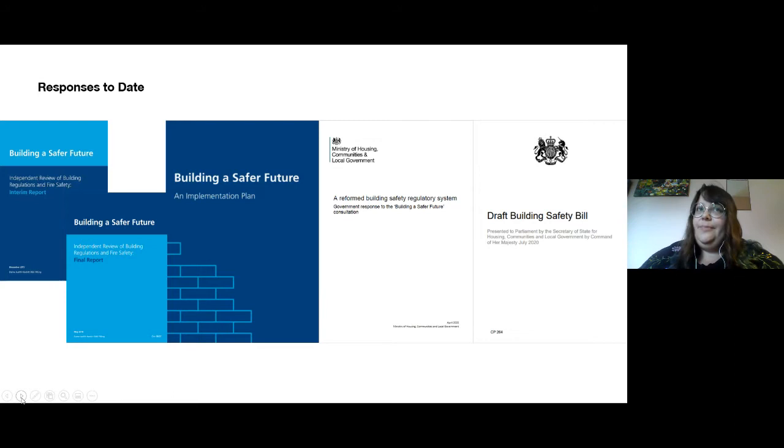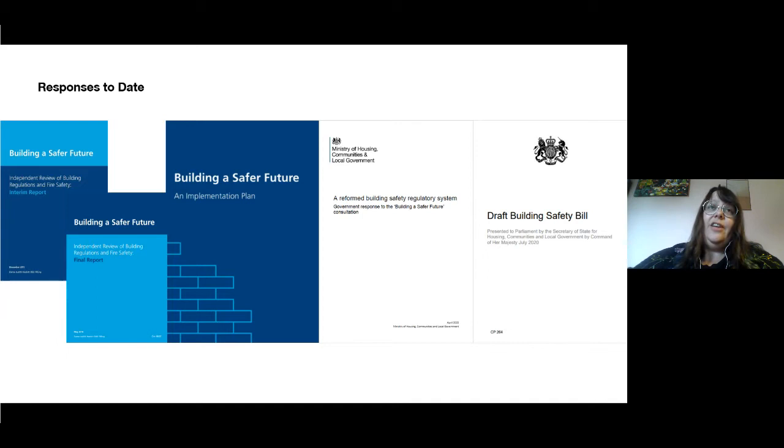So just to run through what's happened since Grenfell, there's been a series of documents released, and the first of those began with Dame Judith Hackitt's interim and final reports. The interim report was released 6 months after the tragedy. The final report was released 12 months after the tragedy. This outlined all of those failings that I've just been through. It also set out a series of recommendations for how the construction industry could change to address all these issues.